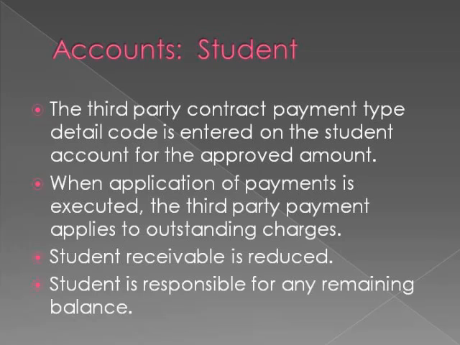Okay, the student account is going to indicate a third-party contract payment type detail code on the account. It will be entered for the detail code with the approved amount associated with it. So when you execute the application of payments process, that third-party payment is going to apply to any outstanding charges that are approved by the contract. Your student receivable is actually going to be reduced, and then your student is going to be responsible for any balance that may be remaining over and beyond what the contract may allow.